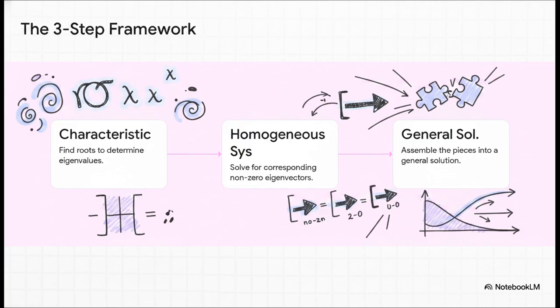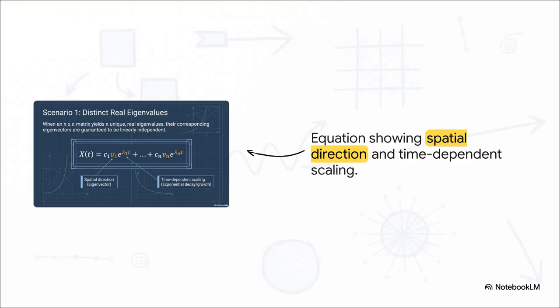Step 2, we take those eigenvalues and plug them into the homogeneous system so we can solve for the corresponding non-zero eigenvectors. And step 3, we assemble all those pieces right into our general solution. And I gotta say, the resulting general solution is incredibly elegant.